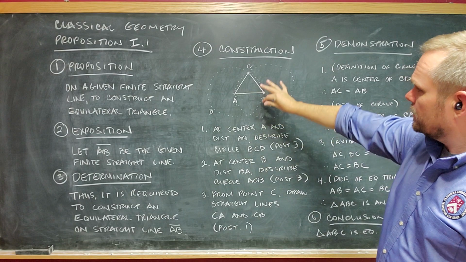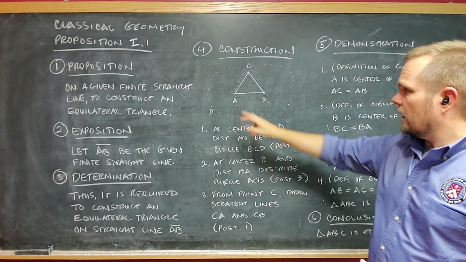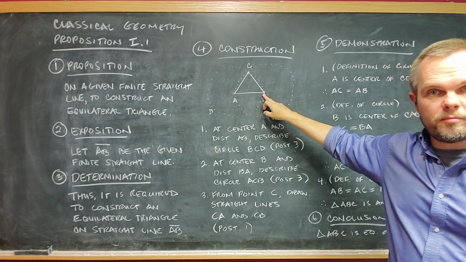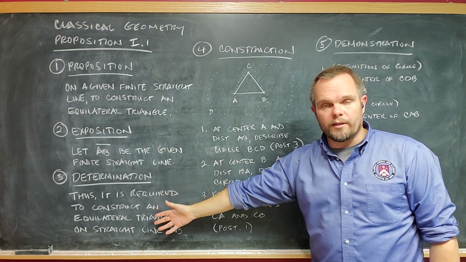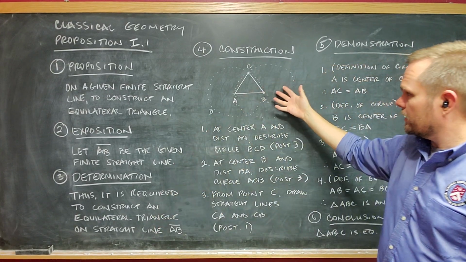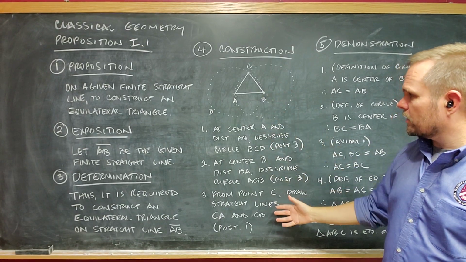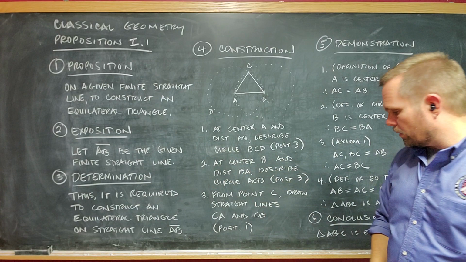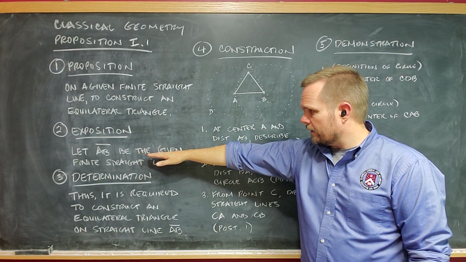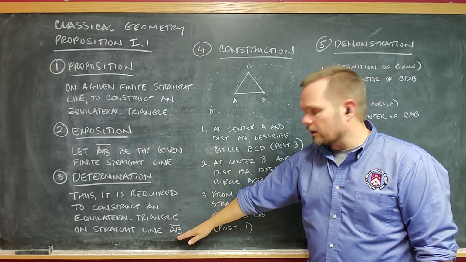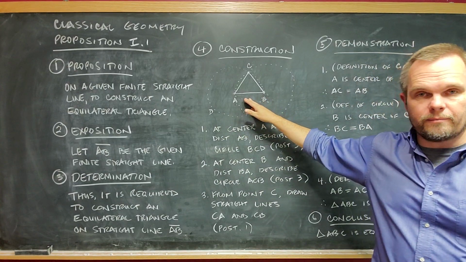When we've done that, we have constructed an equilateral triangle on line AB. Okay? So what we were asked to do here, we have here accomplished. We've done it. This is our construction, and we've done what we were challenged to do. Using a given finite straight line, AB, we've constructed an equilateral triangle upon that line.